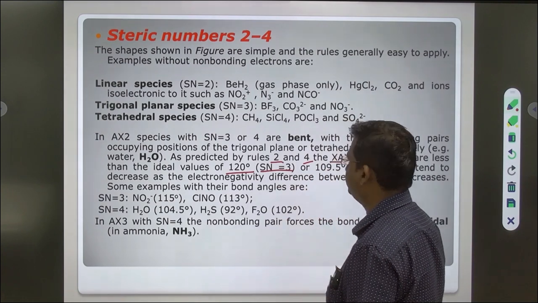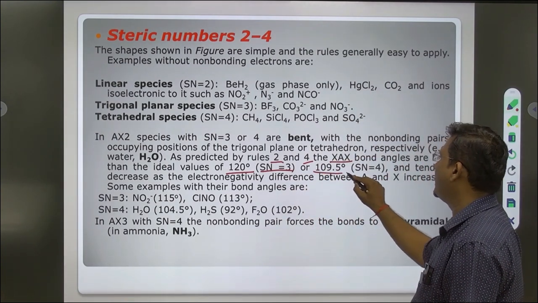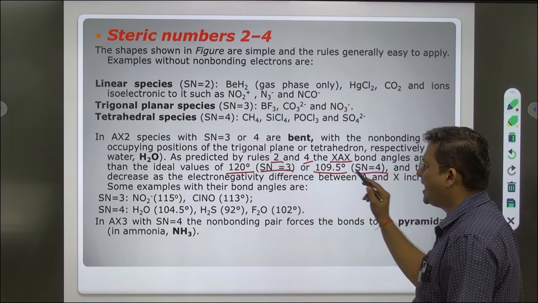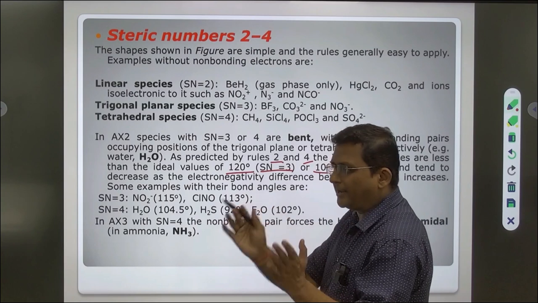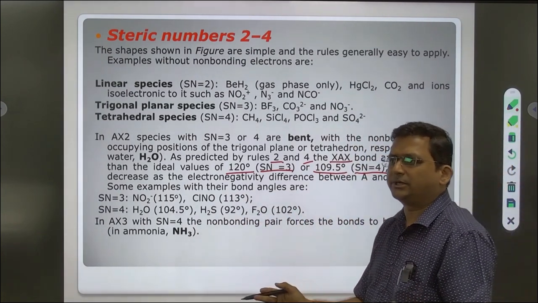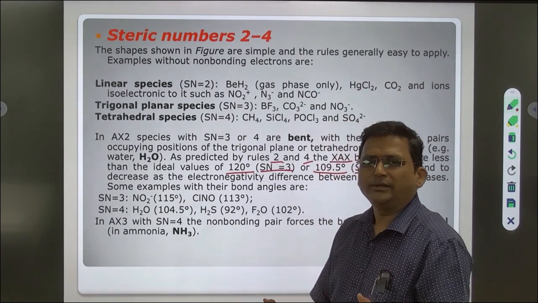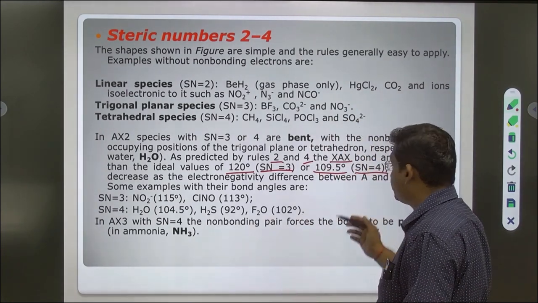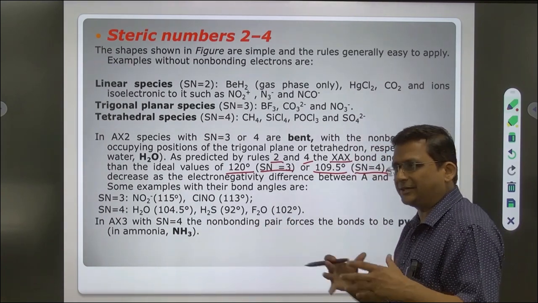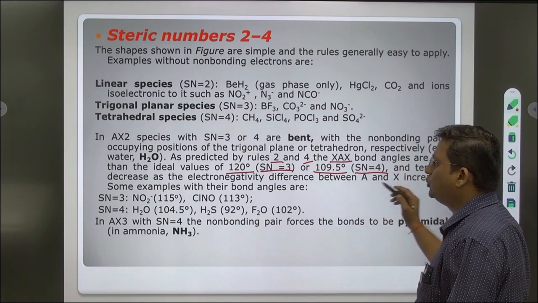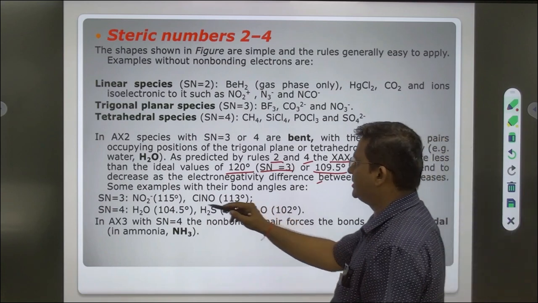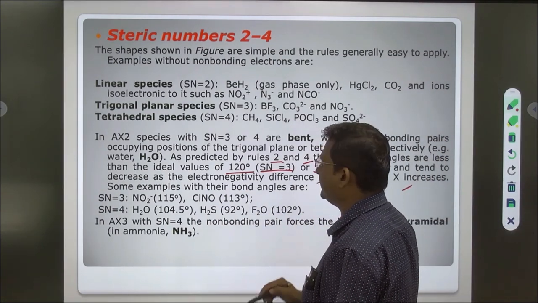The ideal value is 120 degrees for steric number 3 or 109.5 degrees for steric number 4. The ideal bond angle is reduced by the repulsion between bond pair and lone pair. The interaction of bonds tends to decrease as the electronegativity difference of AX increases. Some examples follow with their bond angles.